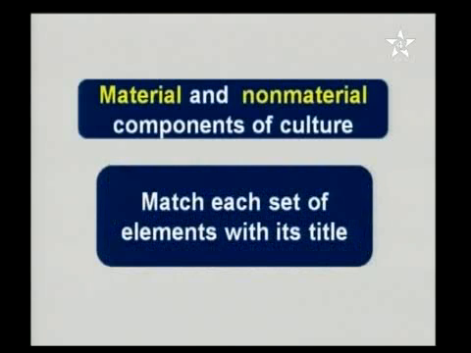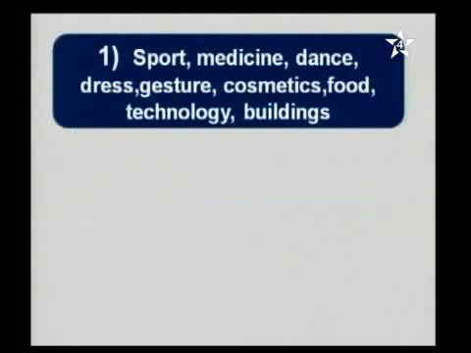I'm going to give you a set of components of culture. That is 2 lists. And your job is to match each set of elements with the title. Now remember, the title is material and immaterial. Here is the first set. Sport, medicine, dance, dress, gesture, cosmetics, food, technology, buildings.